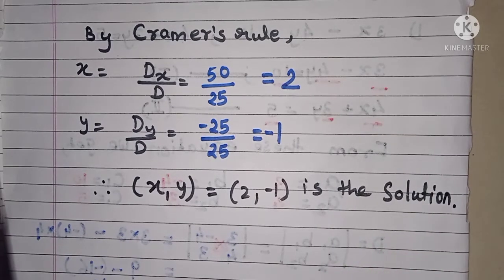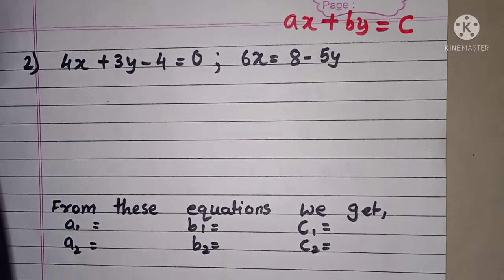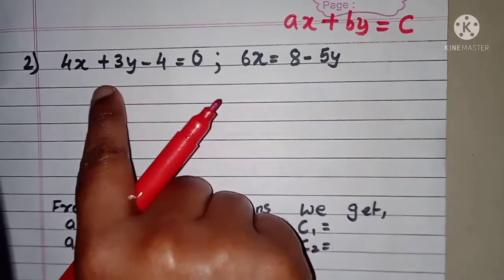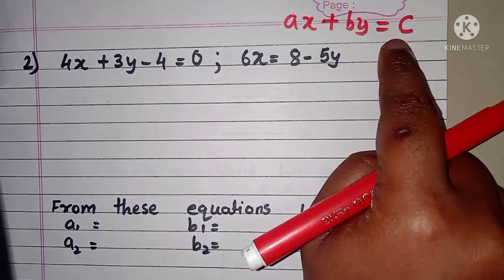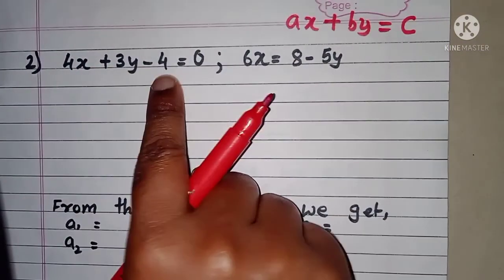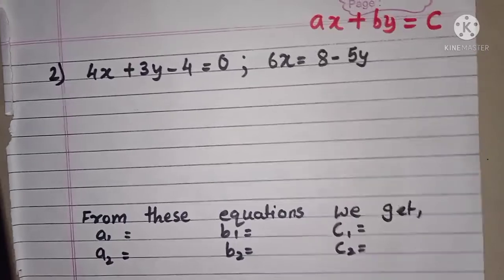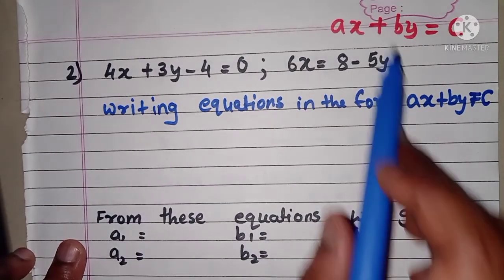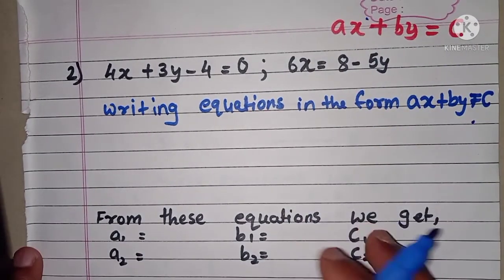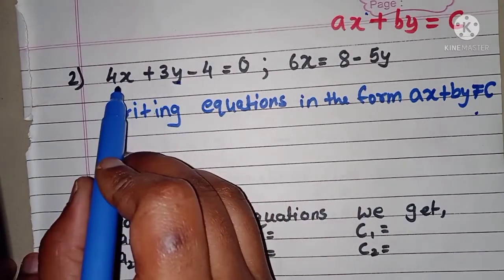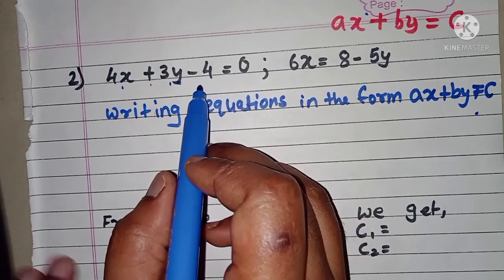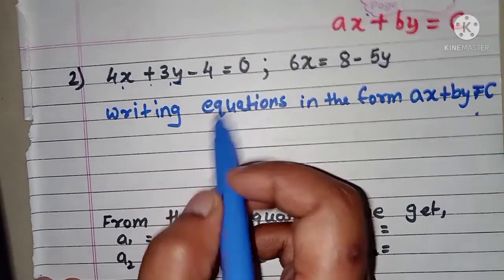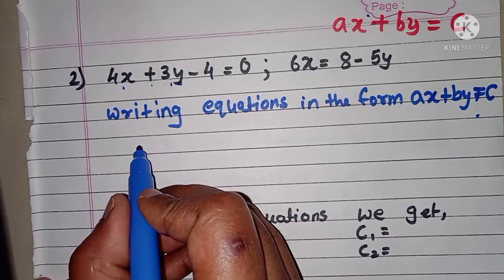Now we will go for the second one. As you can see the equation, question number 2. In both the equations there is something not like that. This is our Cramer's rule equation, but it is not like that. So what we will do, we will write the equation in this form. Now see the first equation, 4x plus 3y, that means minus 4 we have to shift there. Since it is minus 4, if it goes to the opposite side of the equal sign, it will become plus.